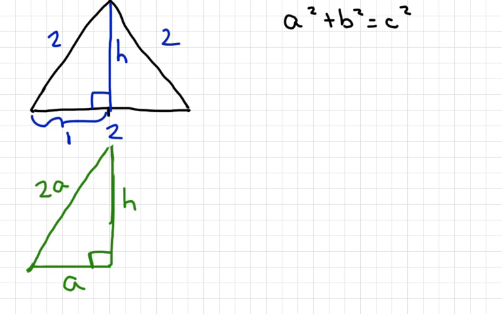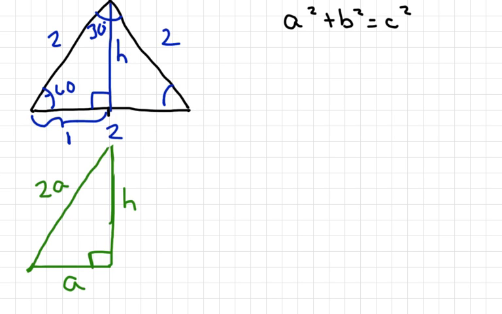Also, in a triangle, all the angles should add up to 180. So if it's equilateral, all these angles here should be 60. But when I cut the 60 in half here, I get 30. And this stays 60. And we have a 30, 60, 90 triangle.